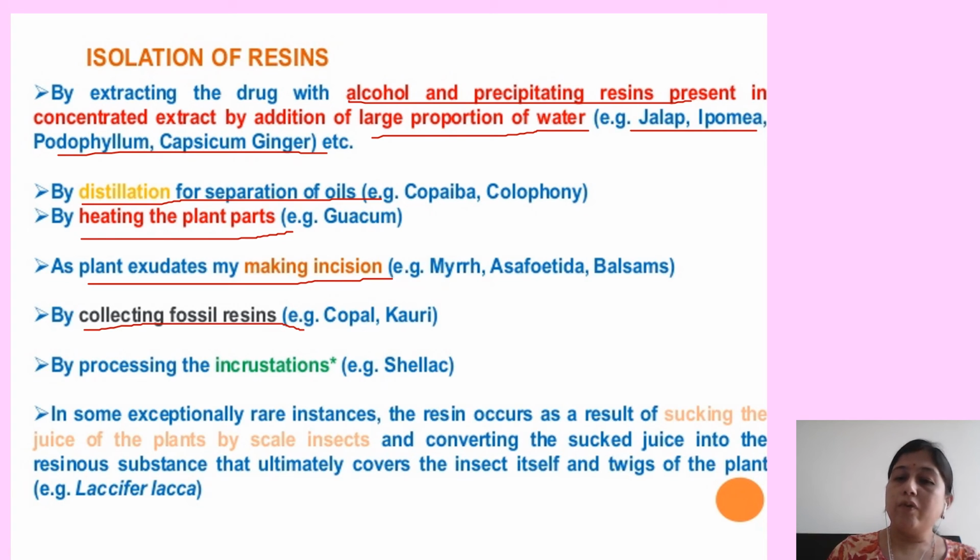Sometimes it is collected from fossil resins. Yes, from fossils also it can be collected, and the examples are copal and kauri. Another way is by processing the incrustations. Incrustations are generally produced by insects, as I showed in the picture already. Generally, the plant material is only processed to produce the resin, but the enzymes that are released are through certain insects, and one drug is shellac, which is produced like that. Shellac is generally used as an excipient in novel drug delivery systems. And sometimes this is also produced by the insects sucking the juice of the plants, like Laccifer lacca. It is again one of the methods of producing shellac.